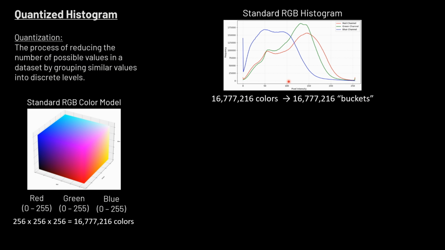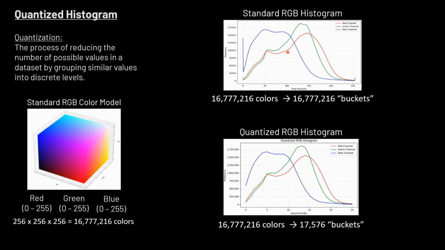We're saying, hey, how many pixels are there with a red intensity value of 100? Well, there's somewhere right around 100,000. We want to, again, simplify that so that we can do some analysis on those. So instead of giving each individual color its own bucket, we're going to turn those 16,777,000 colors into just 17,576 buckets. So the buckets are bigger, and each bucket contains multiple different colors now, if that makes sense.